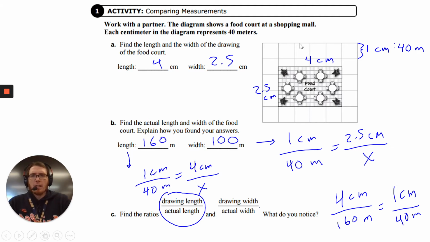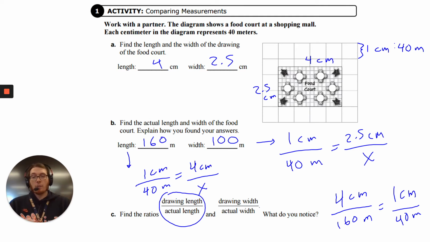To find the length, it'd be 1 centimeter to 40 meters equals 4 centimeters to x. Cross multiply and I get 160 meters. What you should notice here is if I take the drawing length, which is 4 centimeters, compared to 160 meters for the real length, or 2.5 centimeters versus 100 meters for the width, those always will simplify down to 1 centimeter to 40 meters, which is the scale of the object.